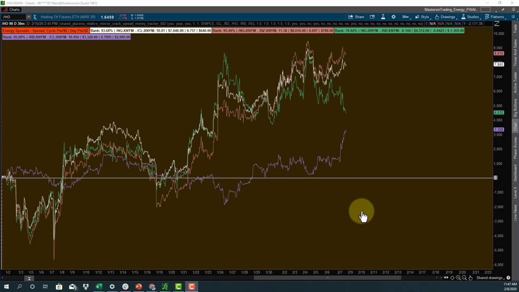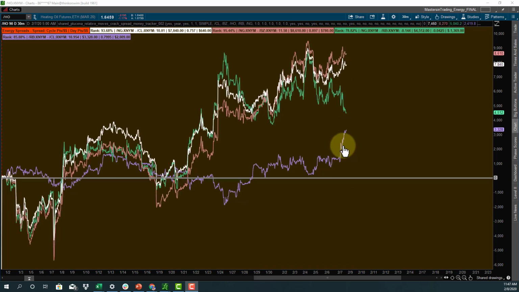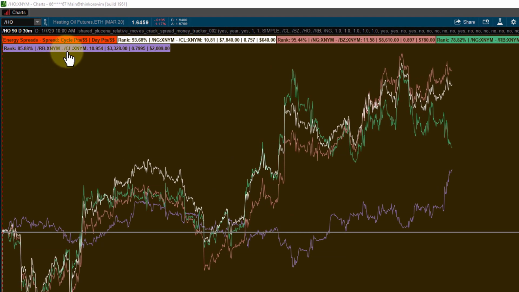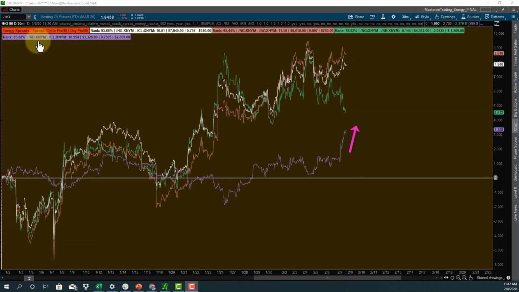So let me explain what you're looking at here. There are 4 different lines. There's purple, green, white, and we'll call this peach. The purple line, RBOB, RB minus CL. So if you want to get long the spread, if you want to bet for it to go higher, you would buy the front, you buy RBOB, which is gasoline, and sell oil. We're trading the relationship between the two.